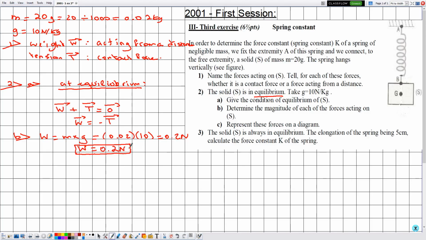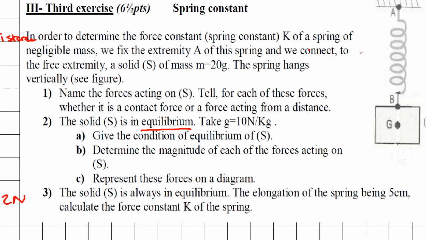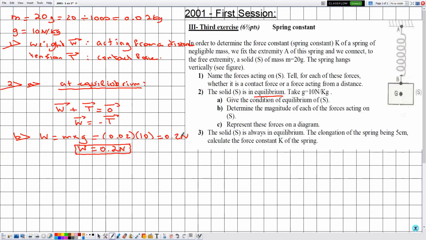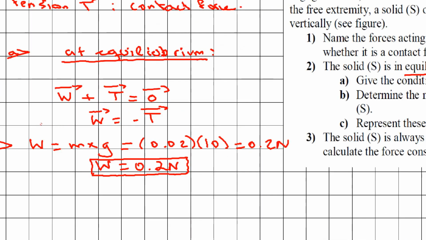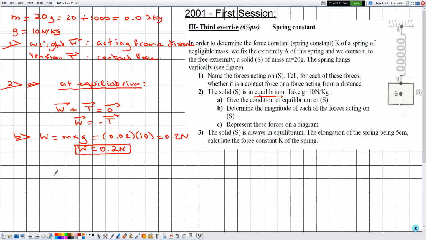Now we need to determine the magnitude of the tension T vector. Here we don't know the force constant K and we don't know the elongation of the spring, therefore we cannot calculate the magnitude T using Hooke's law. However, here in part A, because we have determined the condition of equilibrium, we have that the W vector is equal to minus T vector.